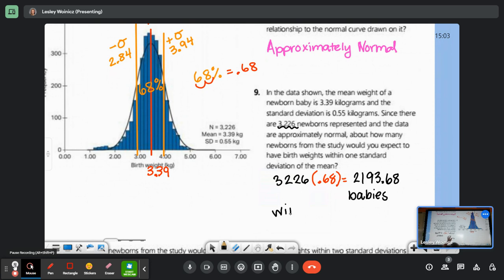Within, oh shoot. Oh my gosh. 1 standard deviation of the mean.